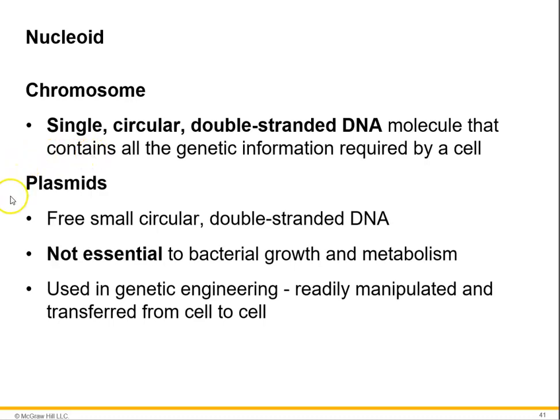Now, you've got, in addition to the chromosome, these things called plasmids. These are free, small, circular, double-stranded DNA molecules that are not essential to bacterial growth and metabolism. Instead, plasmids tend to convey resistance genes, and bacteria like to share plasmids between one another. We like to use plasmids in genetic engineering because we can manipulate them. We can tell them to express a certain gene, for example, the insulin gene, and we can transfer plasmids from cell to cell.